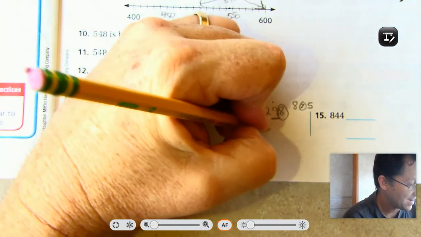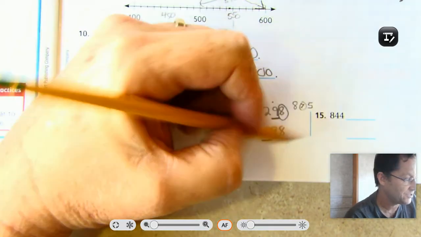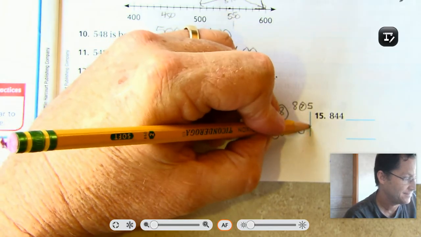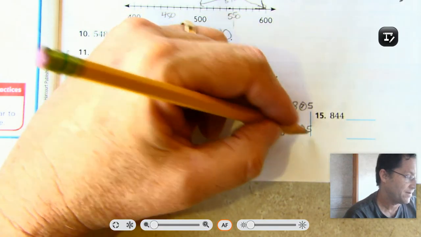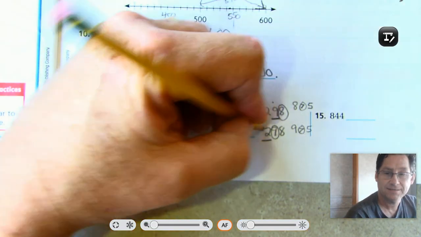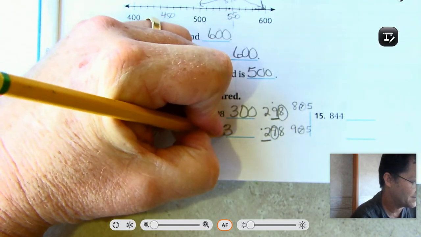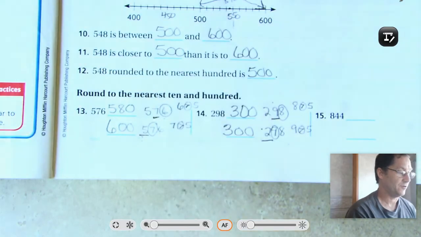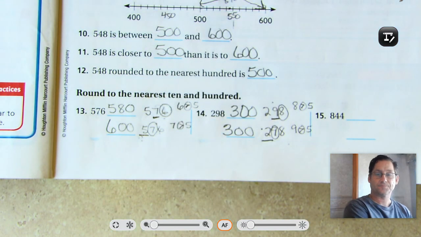And then 298 to the nearest 100. 2 is in the hundreds place. Look to the digit to the right. 9 is greater than 5. So 9 greater than 5 tells me to increase the rounding place, which is 2 in this case, to 3. Change the tens and the ones to 0. So 298 is closest to 300.